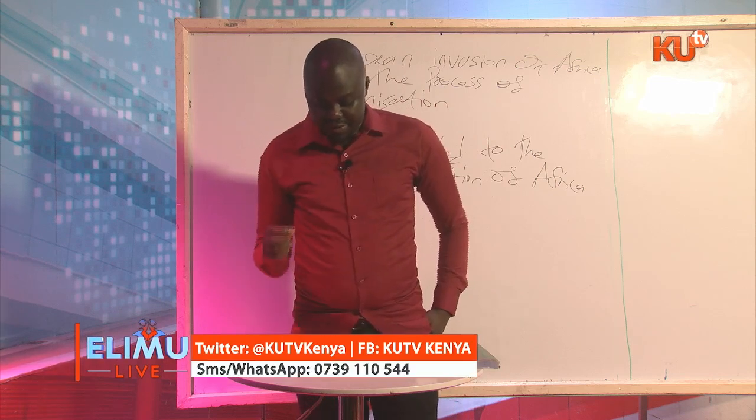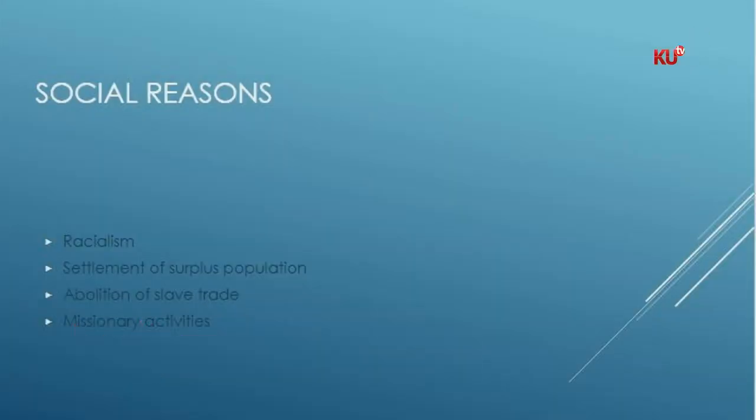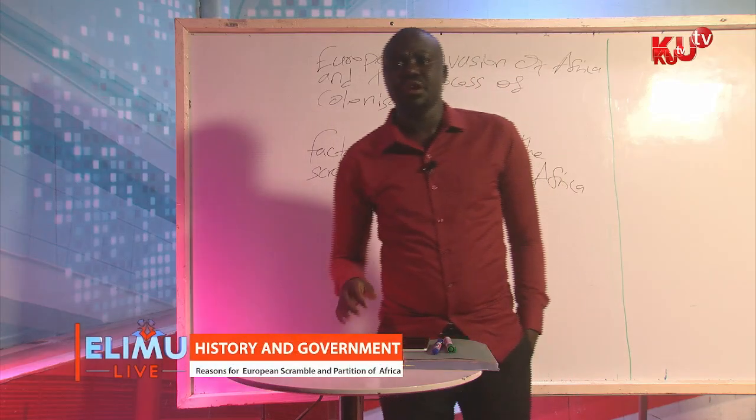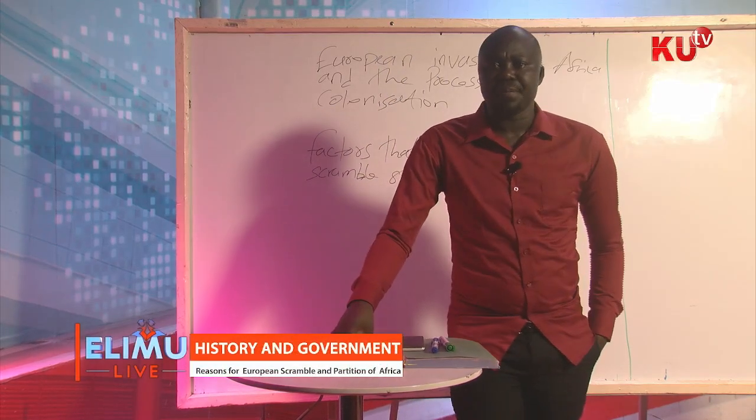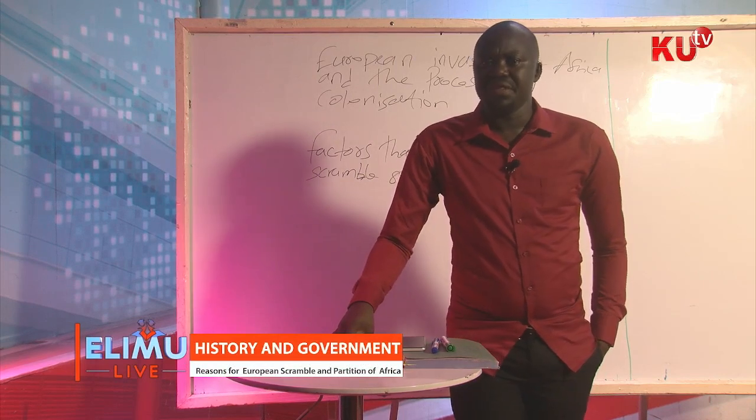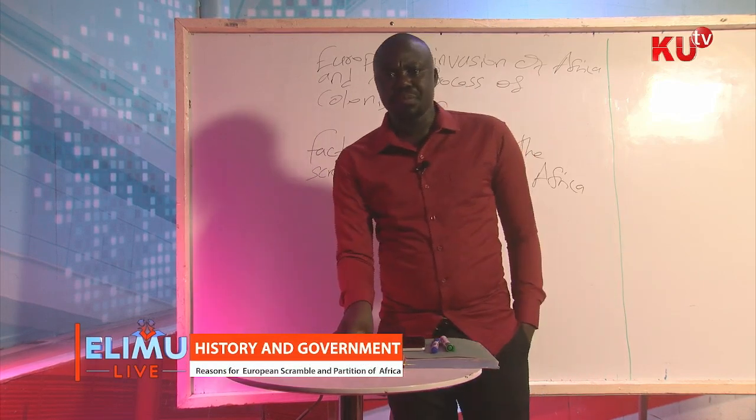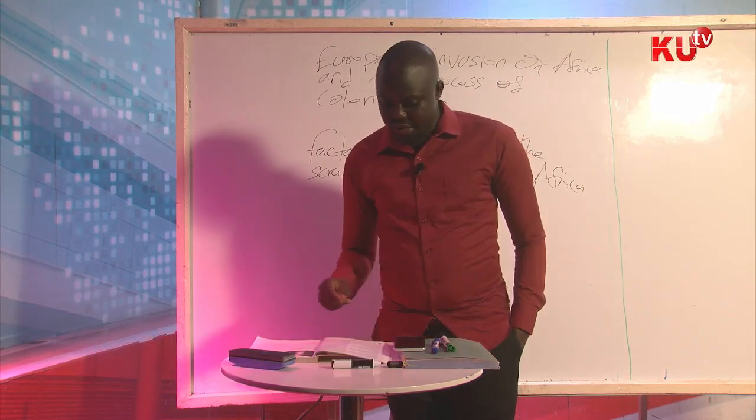Then we also have the abolition of slave trade. Even though the slave trade had been abolished by the Britons in the mid 18th and early 19th century, in Africa there were still facets of slave trade going on, particularly in places like East Africa, where the Arabs were still continuing with slavery. So the Europeans wanted to stop slavery at this time.